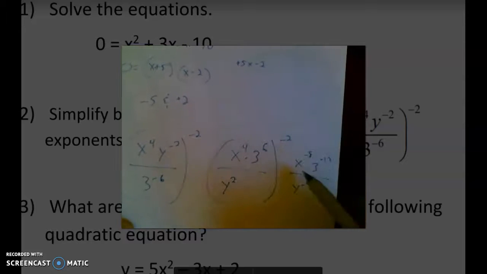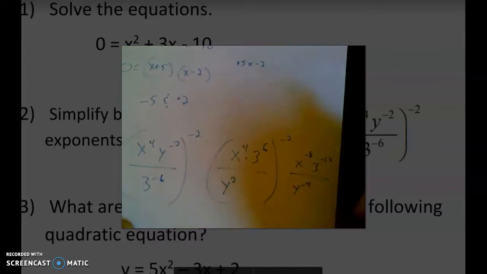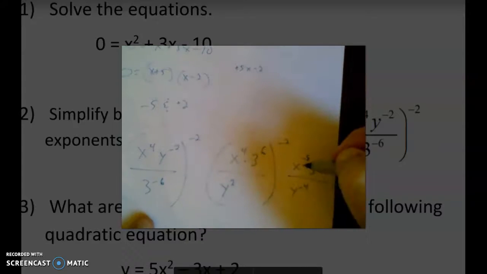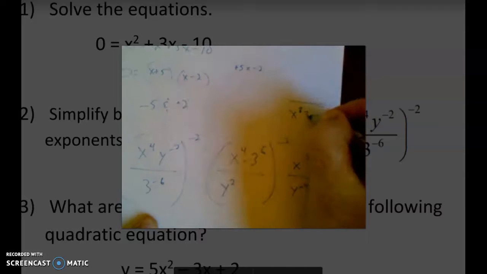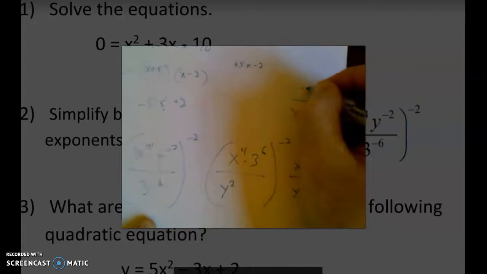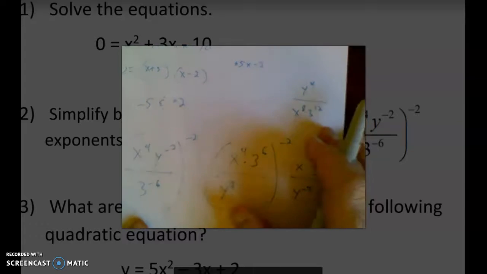Again, now that I did this, these are all still negative. I don't want that, so I'm going to have to flip them all to the other half. So the x's will go to the bottom, the 3's will go to the bottom, and the y's will go to the top. And there you have it. Everything is written with a positive exponent.